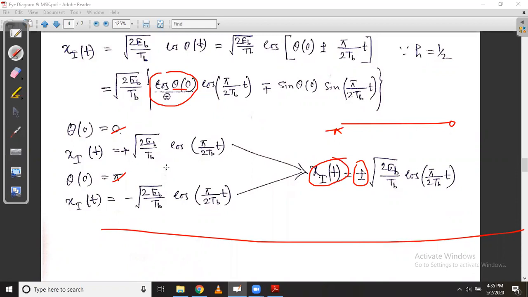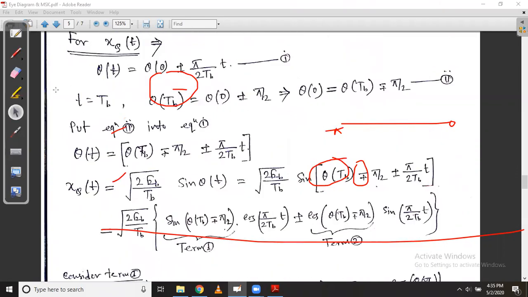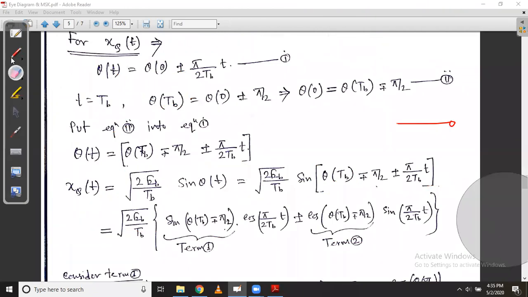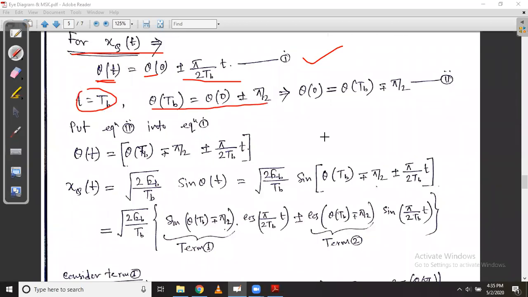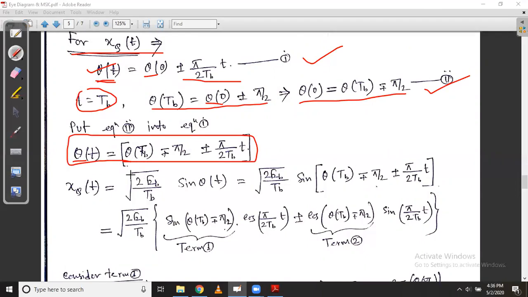XIT. Next, XQT is there now. XQT, this one. Theta t, same expression we are using, theta 0 plus minus this term. Now consider t as Tb. Just put the values of that t, Tb. Rearranging this equation, we are getting this one. Now put the value of theta 0 in this equation. So theta t we are getting. Theta t is now this one. Now what about this XQT? XQT is this one. Put the value of theta t. Very simple derivation.